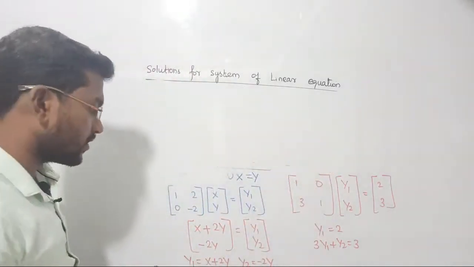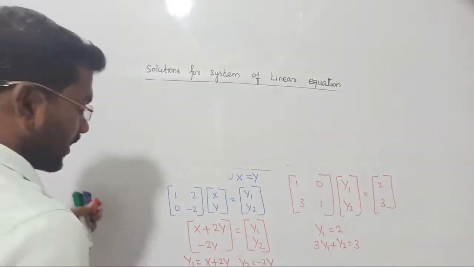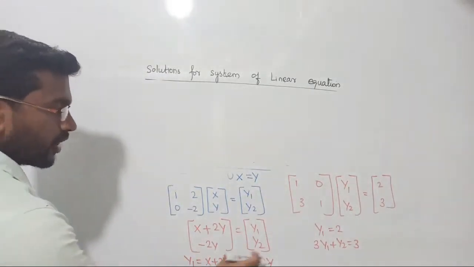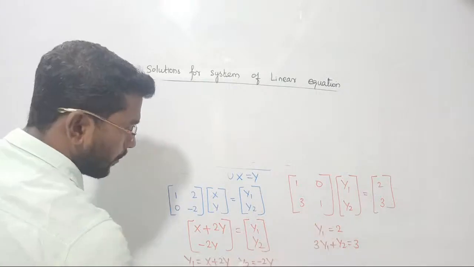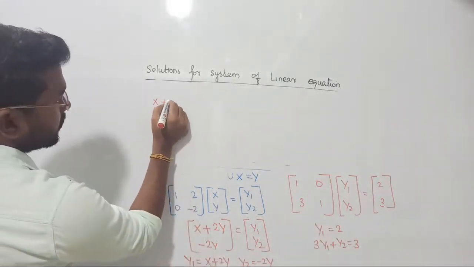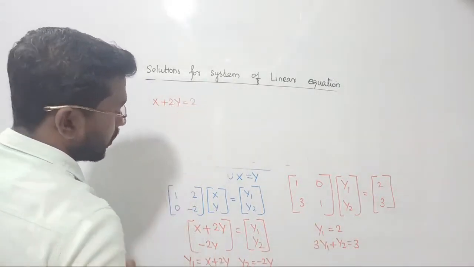Let's bring the final answer. Finally what we get here, listen guys, y1 equal to x plus 2y, here y1 equal to 2. If you compare both of them, what are you getting? x plus 2y equal to 2. That is what I got.